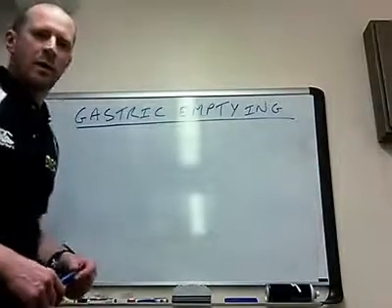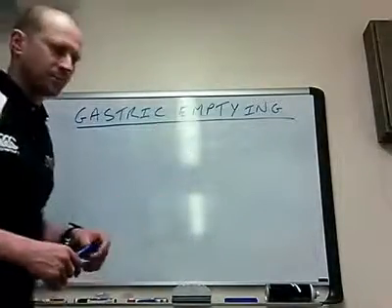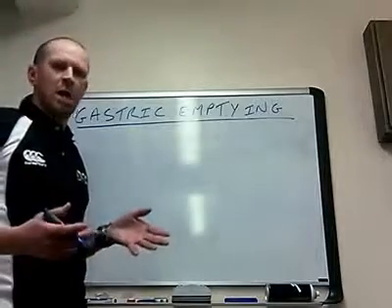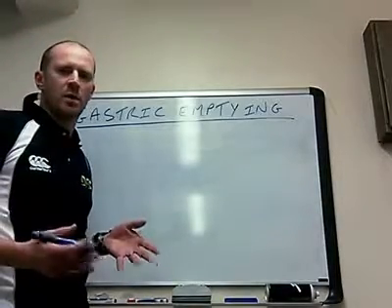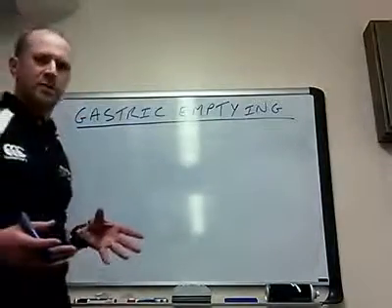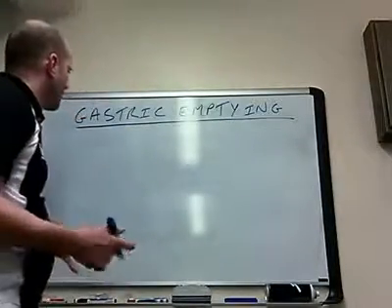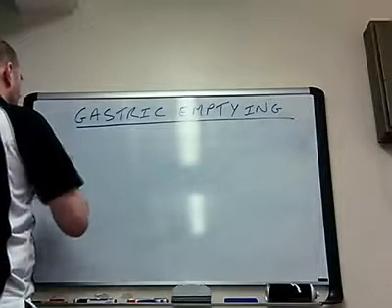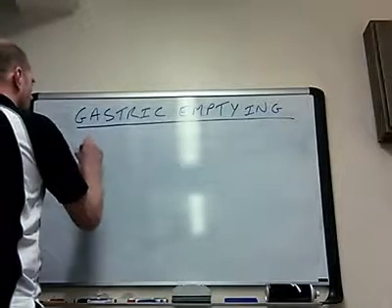Okay, we're now going to have a quick look at gastric emptying. This is basically just how fast fluids are emptied from the stomach to be absorbed in the small intestine. There are a few factors that influence gastric emptying. The first factor I'm going to look at is fluid temperature.